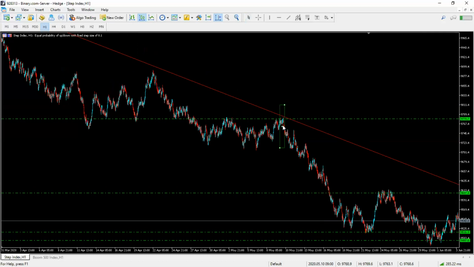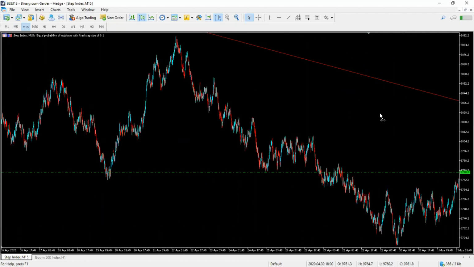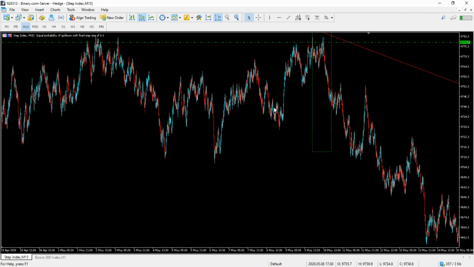This is our point of interest. So what you're going to do, go to the lower time frame. Once you see the market touching that area, now go to the lower time frame like M5 or M15. And what you are trying to see is if there is an M formation at that area.